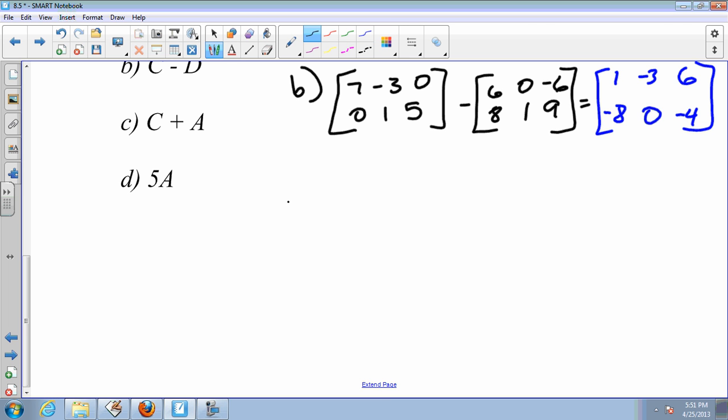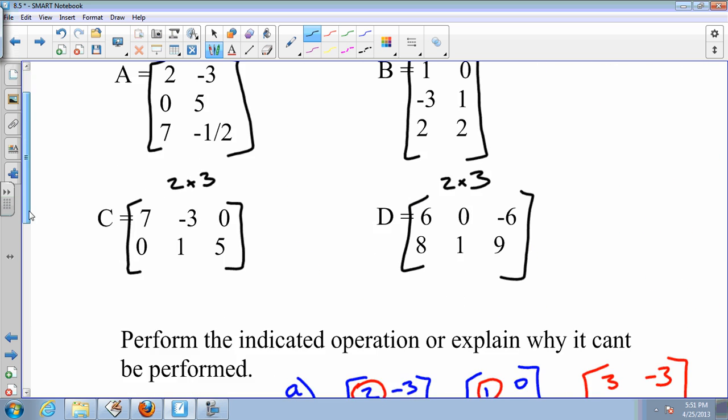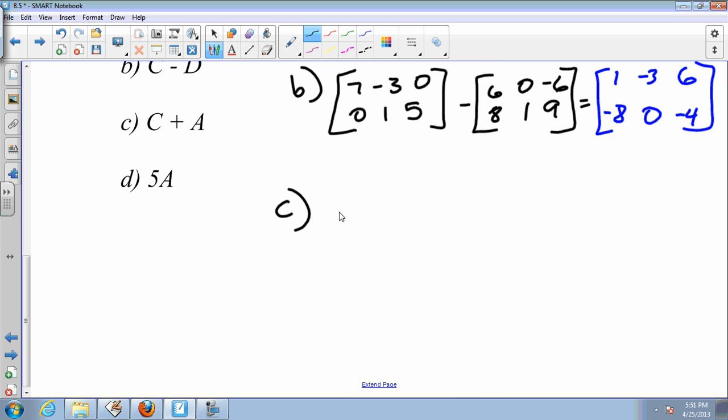Part C is having us add C plus A. But when we look at it, C is a 2 by 3, and A is a 3 by 2. These are not the same, so they cannot be combined, due to different sizes, different dimensions.